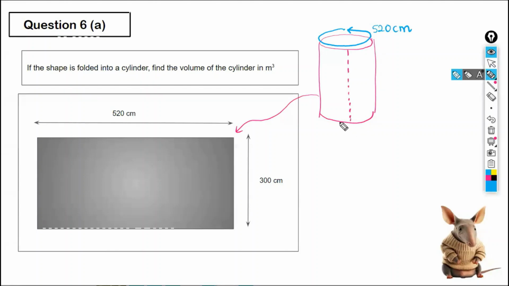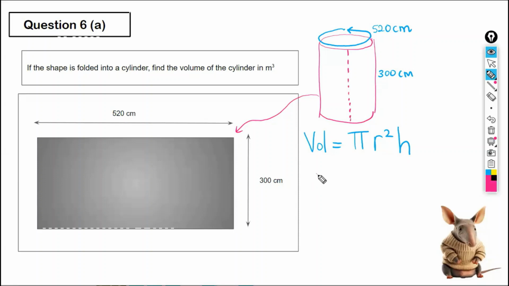Now, I know they ask us to find the volume of a cylinder, right? Now, the volume of a cylinder is pi r squared multiplied by the height. Now, the height is going to be 300. That's easy, right? That's just 300. But you all notice we don't have what? The radius. But couldn't we use the circumference to find the radius?